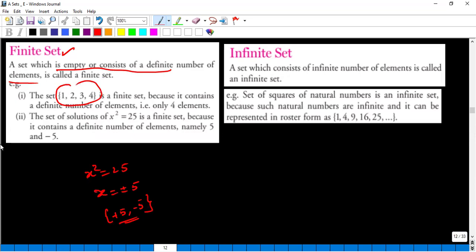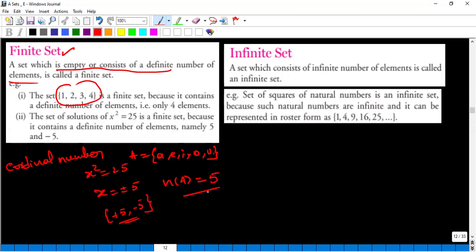Okay. Here comes a new concept called cardinal number. So suppose there is a set A with these elements a, e, i, o, u. n(A) is nothing but the number of elements in set A. 1, 2, 3, 4, 5. Total 5 elements are there. Like that you will mention.